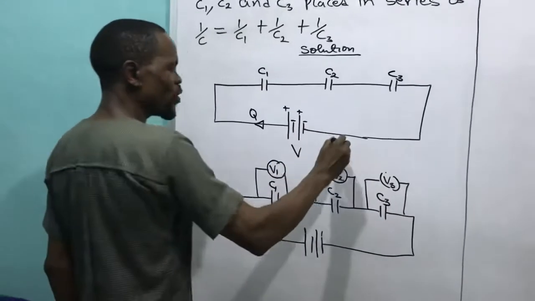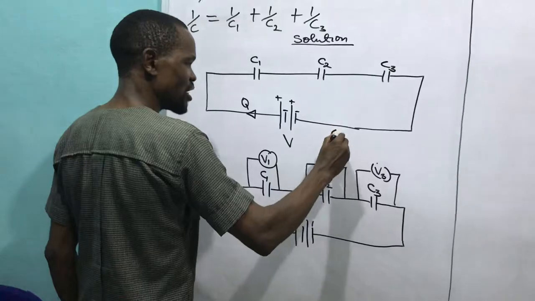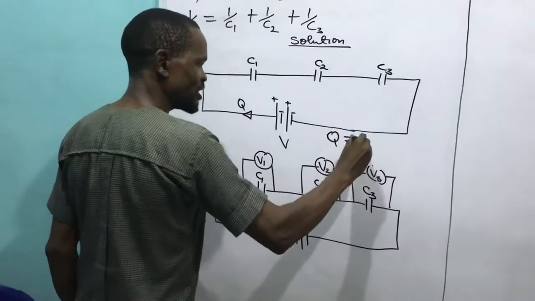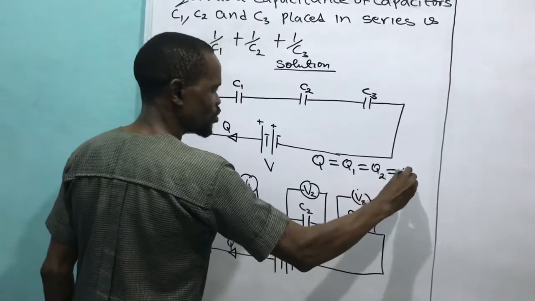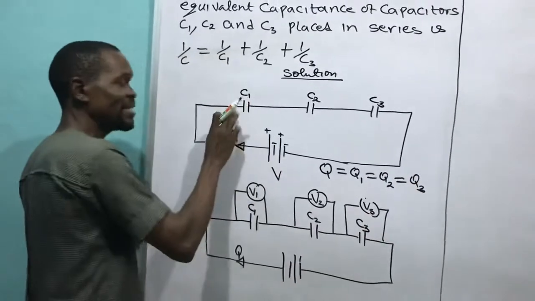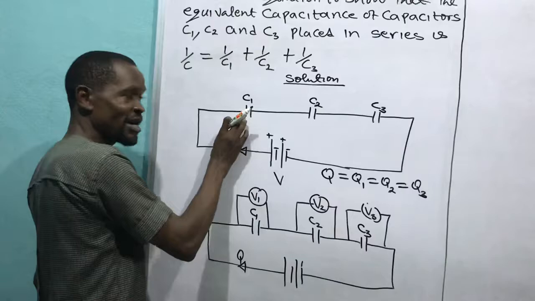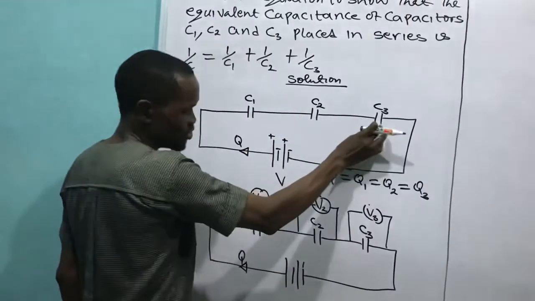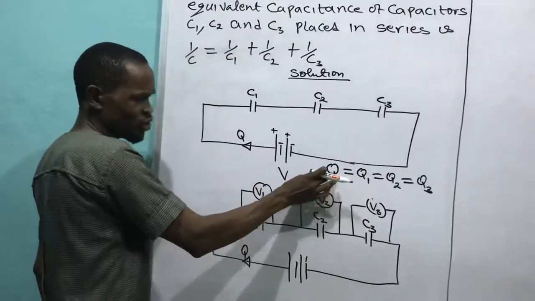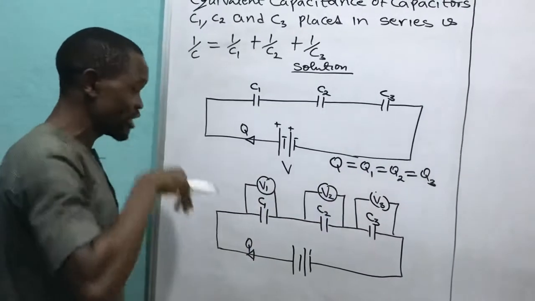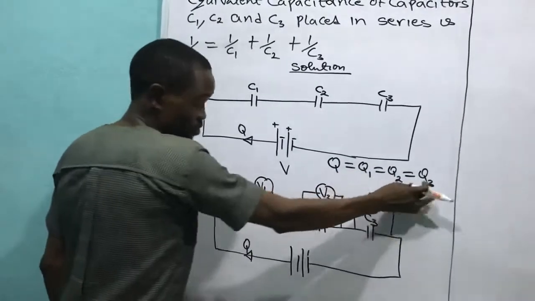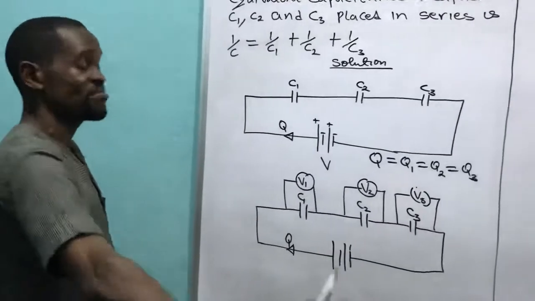Here we say that the charge is the same, which means the charge Q is equal to charge 1 and is equal to charge 2 and is equal to charge 3. The same charge that goes inside the first goes inside the second and the third. In that occasion, what do you eat? Rice. That means the same rice.